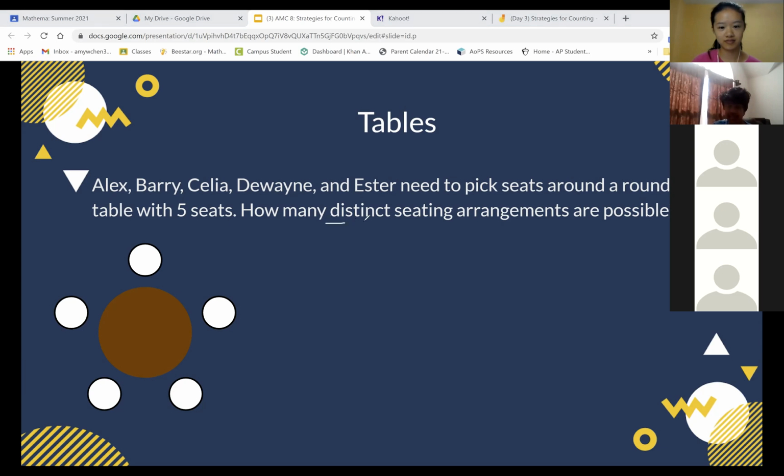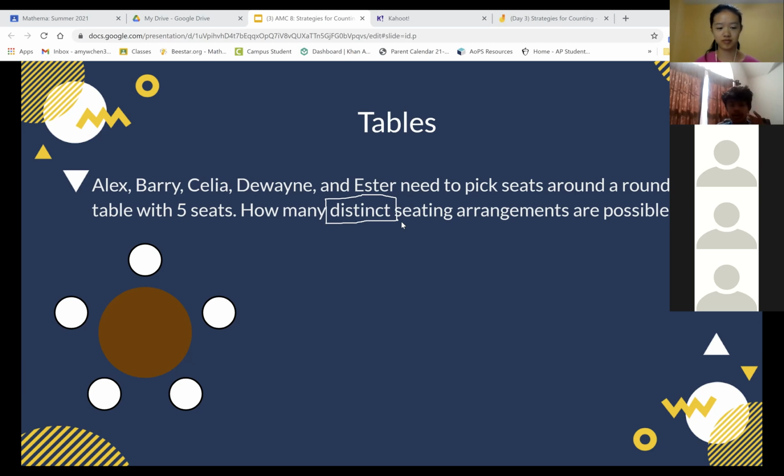Now, intuitively, you might say 5 factorial, right? But you have to think about this. It's not 5 factorial. Why is it not 5 factorial? What makes sitting around a circular table different from arranging things in a line? Because if you go forward, it's the same thing as going backwards. Exactly. Rotations in circular tables. In a linear arrangement, there's an end and a beginning, but there is no end and beginning in a circular table, and you can rotate it.